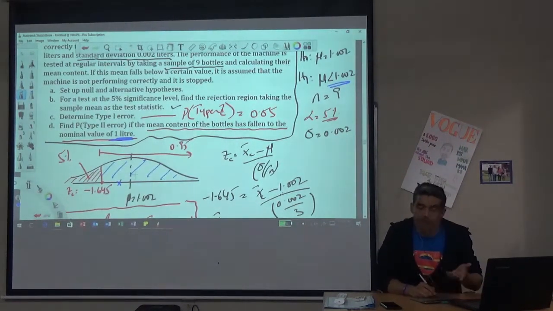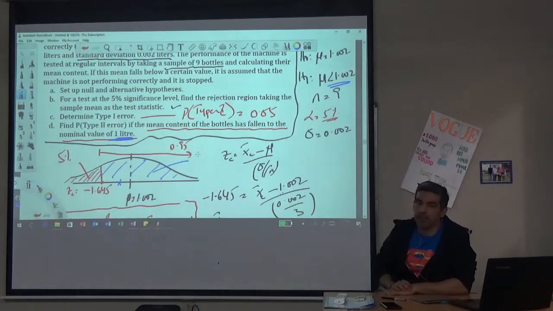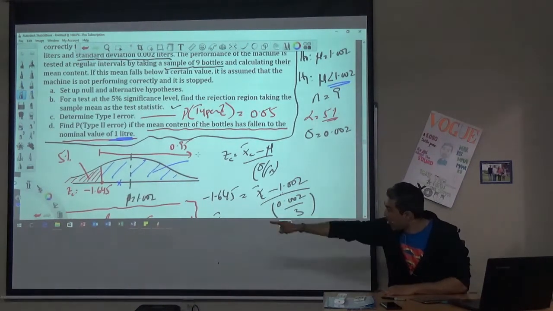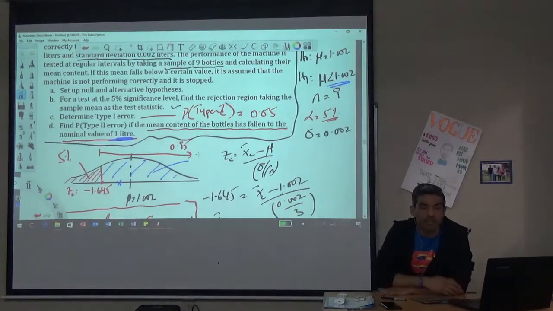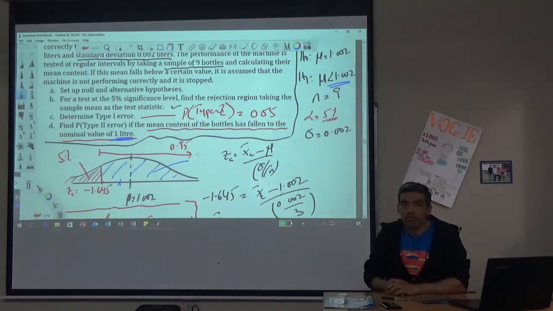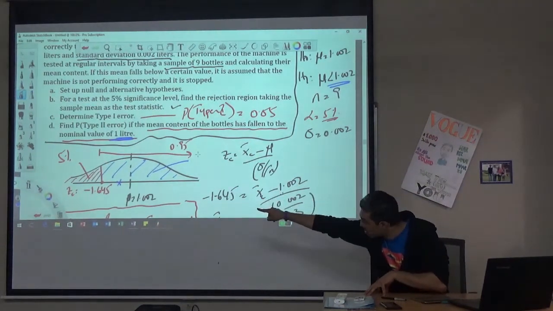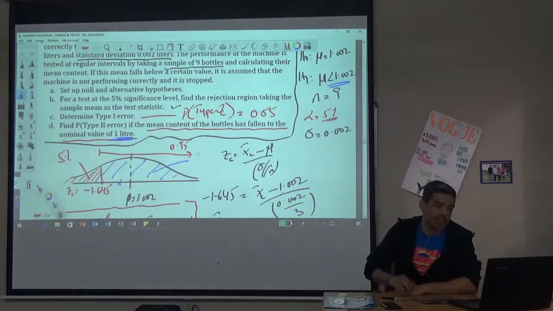See, here the probability is 95%. It's 0.95. This is not type 2 error. This probability is not type 2 error, because this probability is based on the wrong hypothesis, which is 1.002. You just got to know that the actual hypothesis is 1 liter. So what are the chances someone might do the test and end up making a type 2 error? So you would find the probability of this blue area, but based on not mu 1.002, but based on mu 1. That's what you need to do.